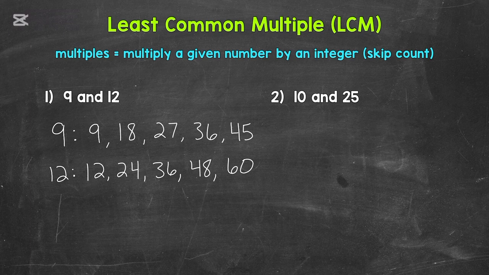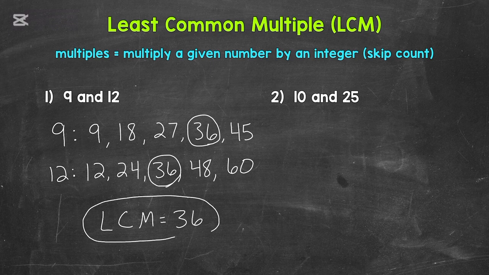Now that we have some multiples listed for both 9 and 12, we need to look for any common multiples, so any multiples that they share. And then specifically, we need to look for the least common multiple. Well, 36 is a common multiple, and it's going to be the least common multiple, so the smallest multiple in value that they share. So let's write that the LCM, which stands for least common multiple, is 36. So the least common multiple of 9 and 12 is 36.